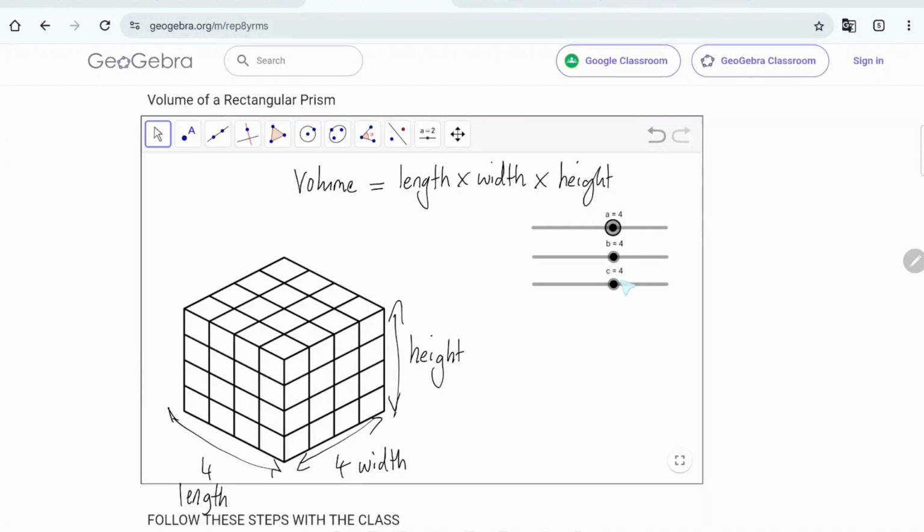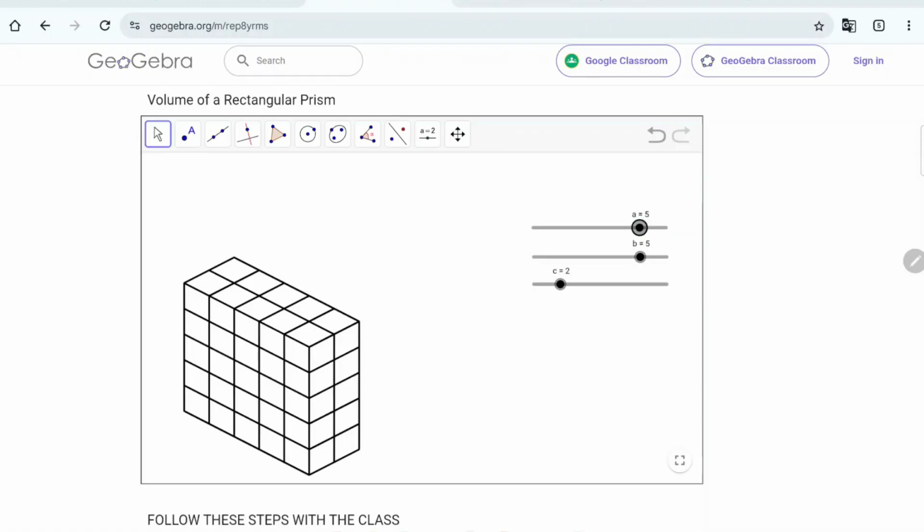Now, let's change the dimensions of the length, width, and height, and we'll calculate the volume. Let's say this is our rectangular prism. So how many cubic units do we have going across here? We have 1, 2, 3, 4, 5. So this is 5. This is 2. The width is 2. The height is also 5. So the volume equals 5 times 2 times 5.